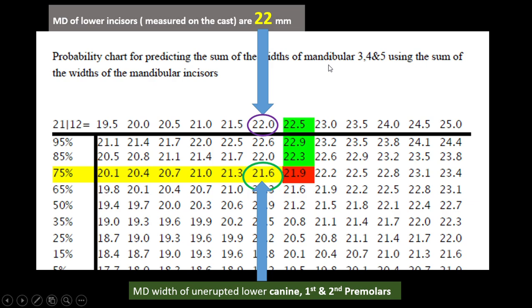Remember, when we are using this probability chart, first of all we have a probability chart for mandibular teeth and we have another probability chart for maxillary teeth. For both the maxilla and the mandible, we will go to the level 75%. In our example, the mesiodistal width of the lower incisors was 22. The 75% of 22 will be 21.6. So, the mesiodistal width of the unerupted lower canine, first and second premolar will be 21.6.